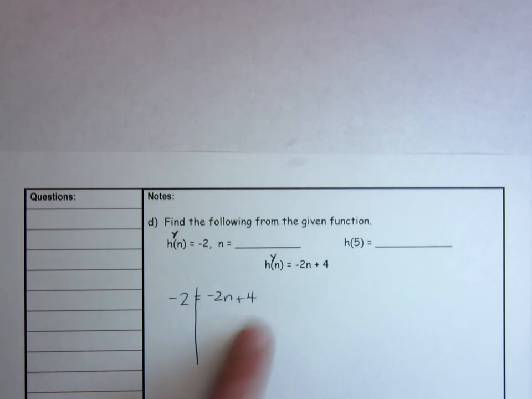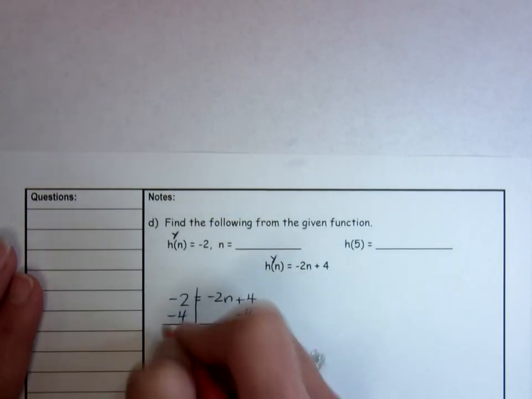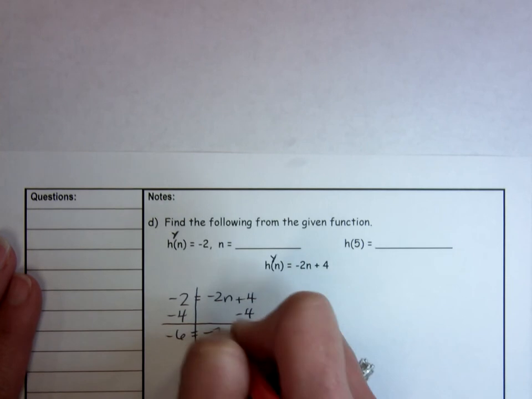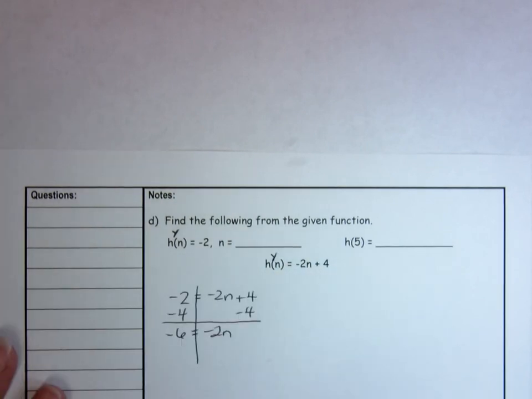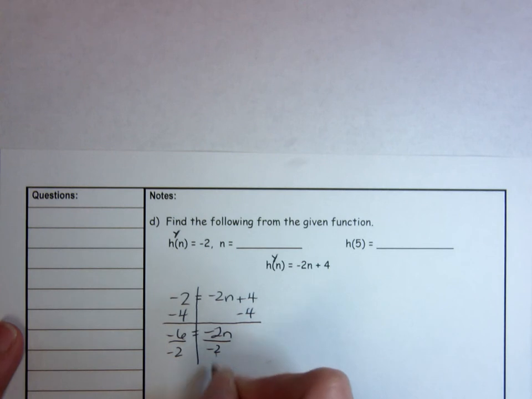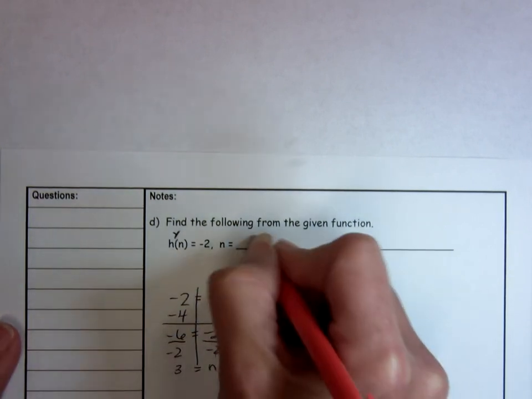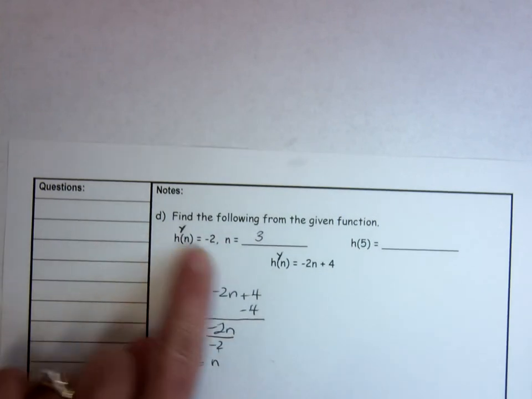So the first thing we want to do is subtract 4 on both sides. This would give us negative 6 equals negative 2n. And then remember, when they're next to each other, that means multiply. So we're going to reverse the operation and we're going to divide by negative 2. So then we're left with n is equal to 3. So that's your answer. N is equal to 3 when y is equal to negative 2, or h of n is equal to negative 2.